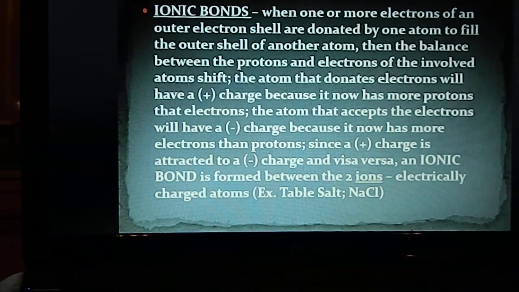And just like with the electrons and the nucleus, we had differences in electromagnetic charges. Now the positively charged ion and the negatively charged ion will be bound together to form an ionic bond, because they have a difference in electrical charges.